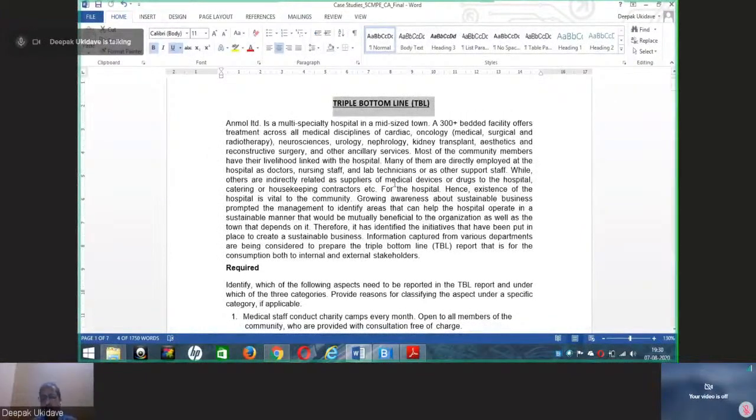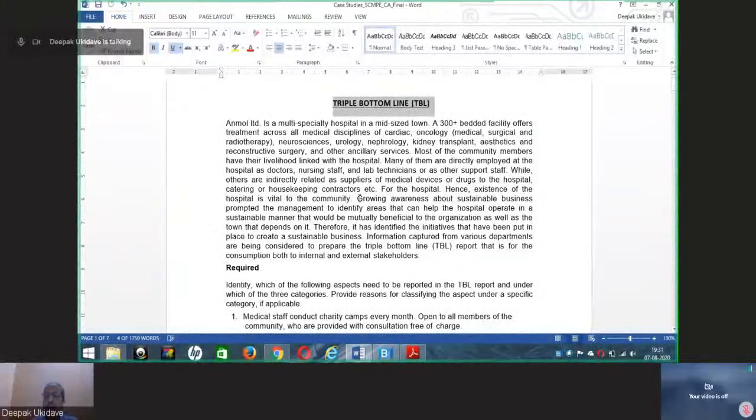to the hospital. Now we understand the typical background of a hospital. These are the individuals in the value chain. We have understood the topic of value chain analysis in strategic cost management. So these are the participants in the value chain of a hospital. Hence, the existence of the hospital is vital to the community. So all of you understand why this hospital makes sense in that area, in that community, because it is catering to masses.